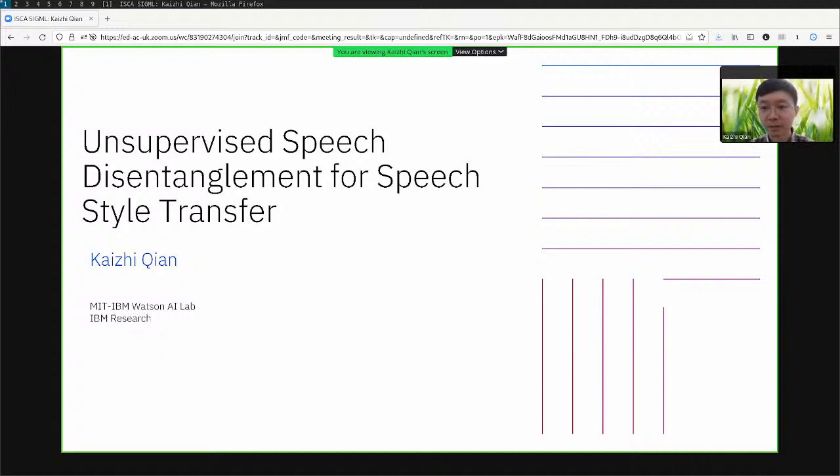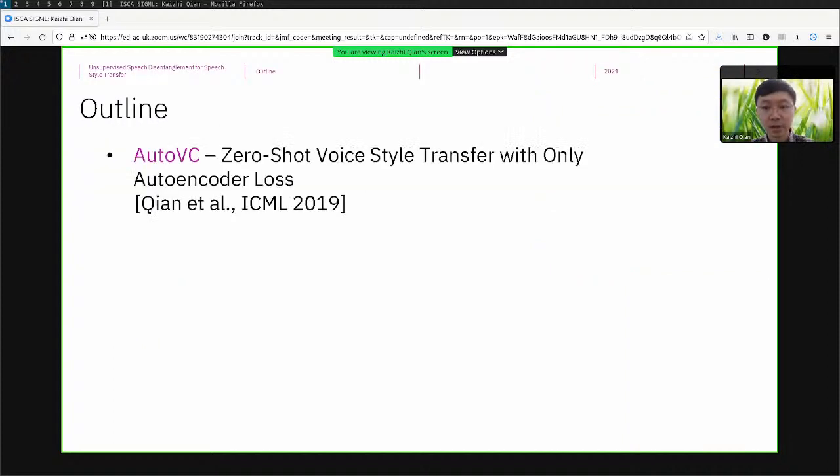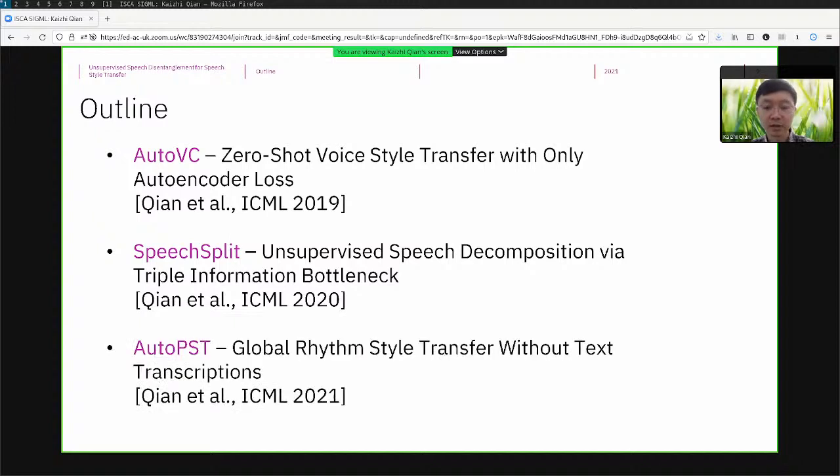So I'm going to introduce a series of works on unsupervised speech disentanglement for speech style transfer. First, I will introduce AutoVC, focusing on timbre style transfer, which is usually called voice conversion in the literature. Then I will introduce SpeechSplit, focusing on local prosody style transfer. And finally, I will introduce AutoPST, focusing on global prosody style transfer.